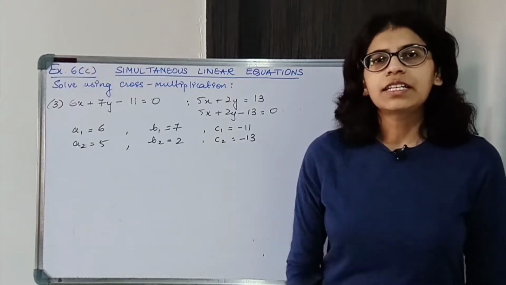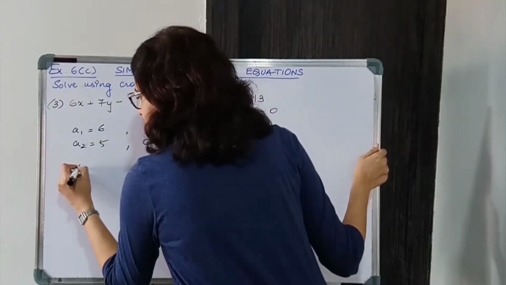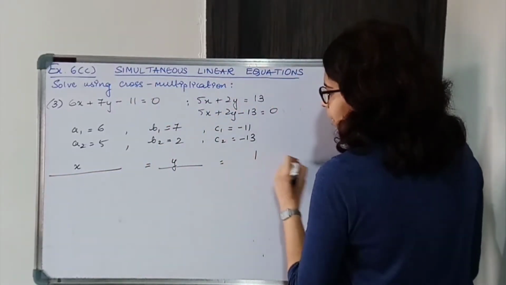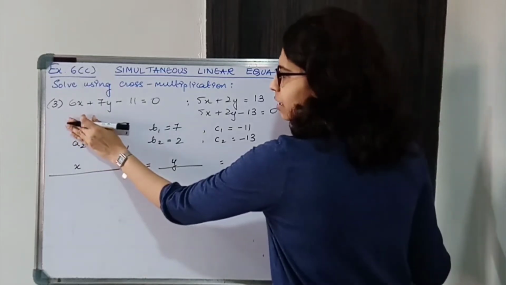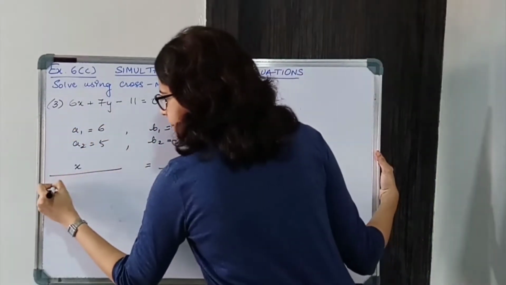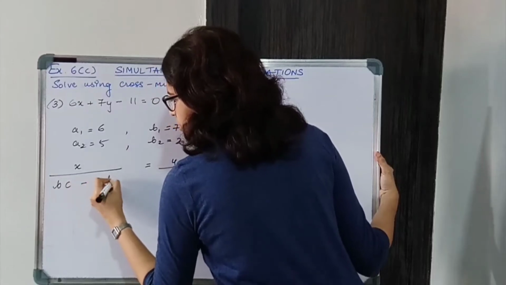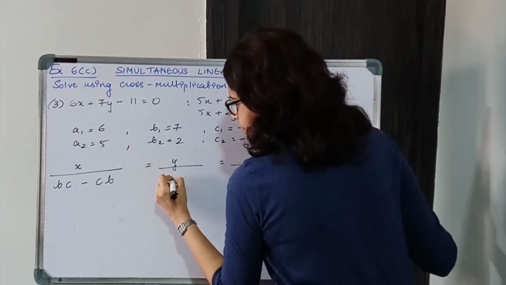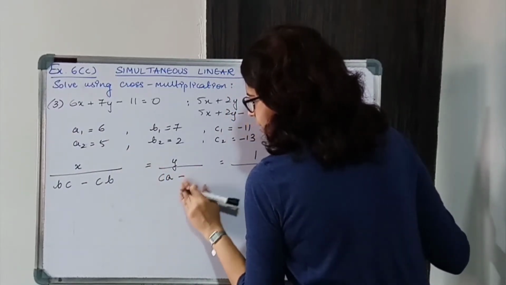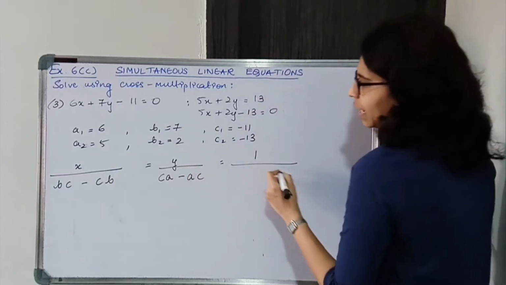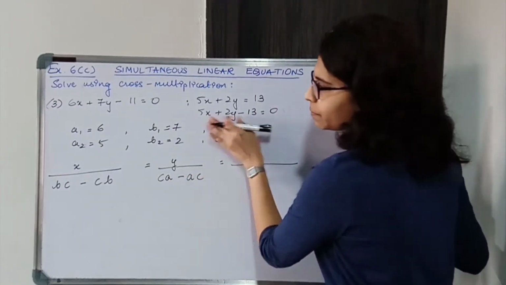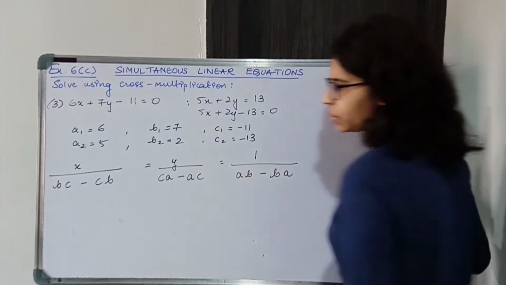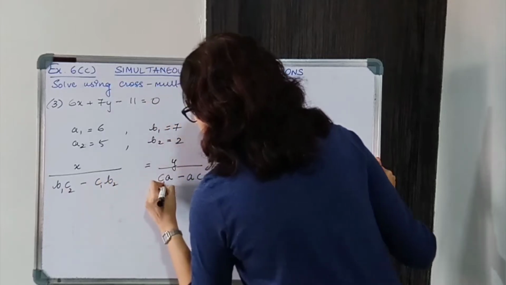Okay, third step, formula. X upon something is equal to y upon something is equal to 1 upon something. In x, a comes, so forget a, b and c, and switch c b. Now in y, b comes, so c and a, then switch: a c. And in the constant, c comes, so a b minus b a. Okay, 1 2 1 2 1 2.